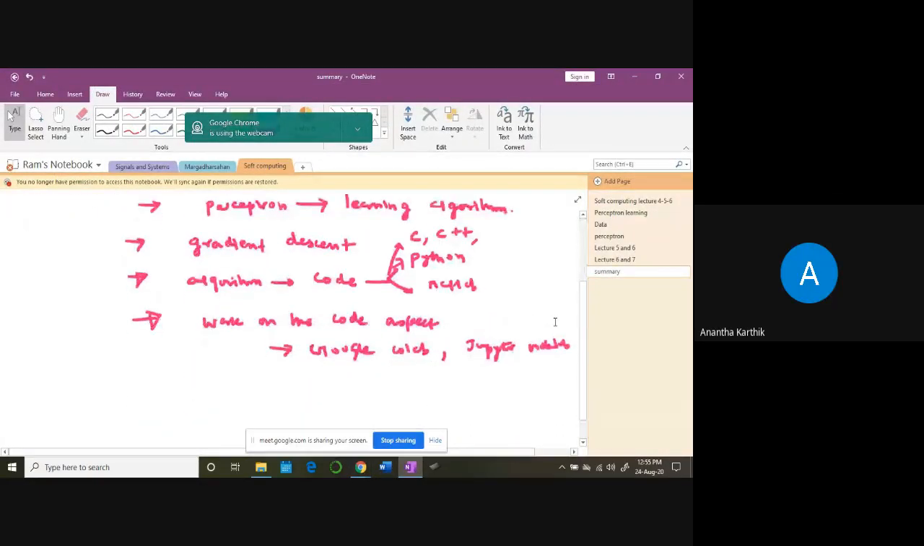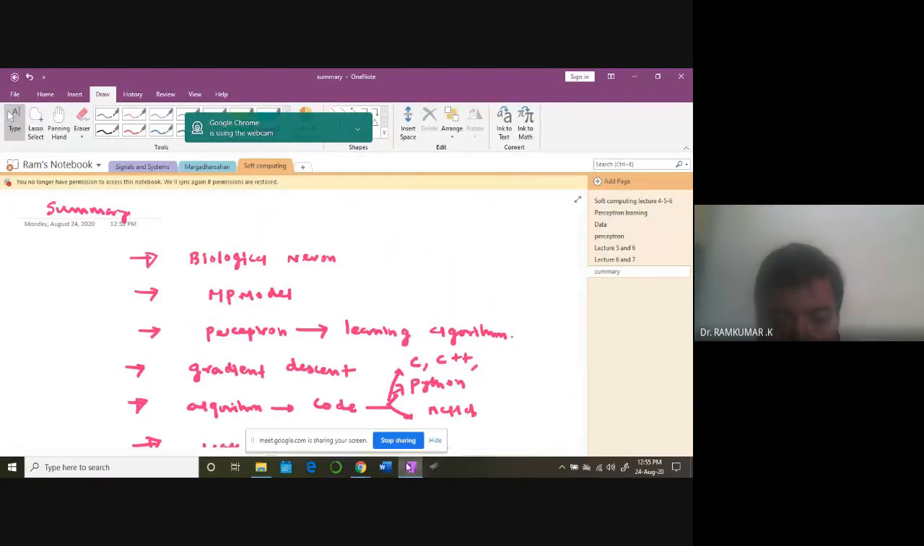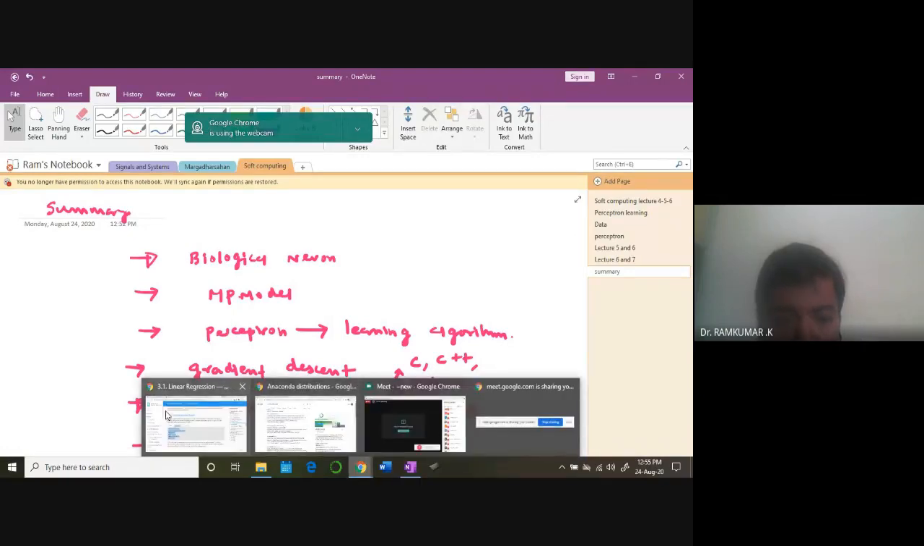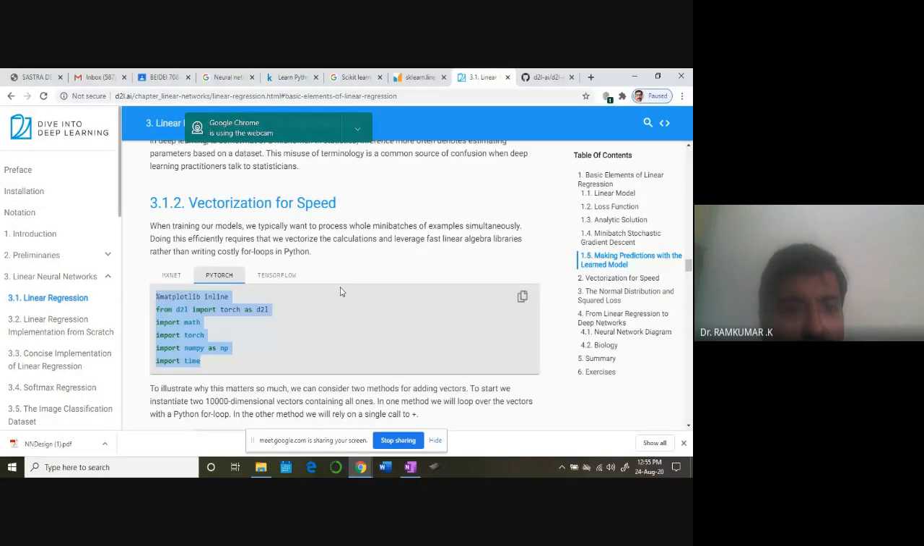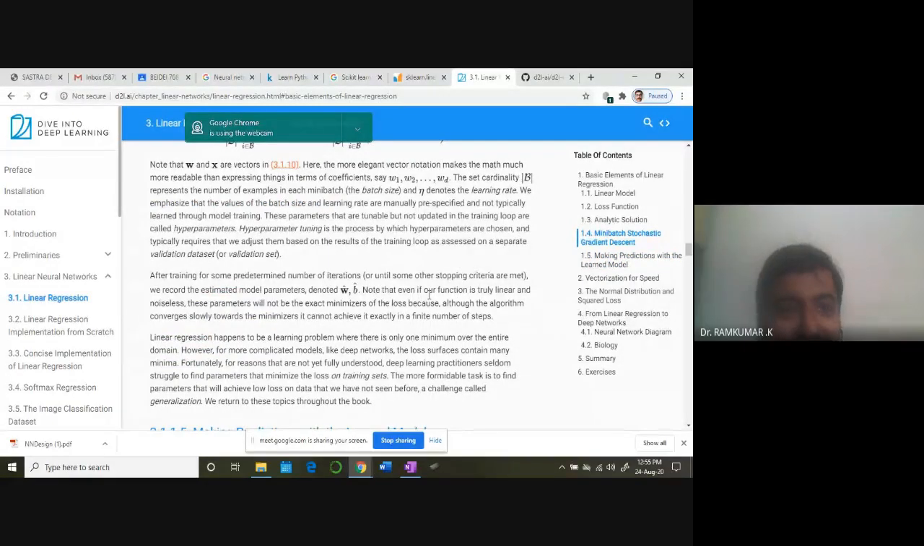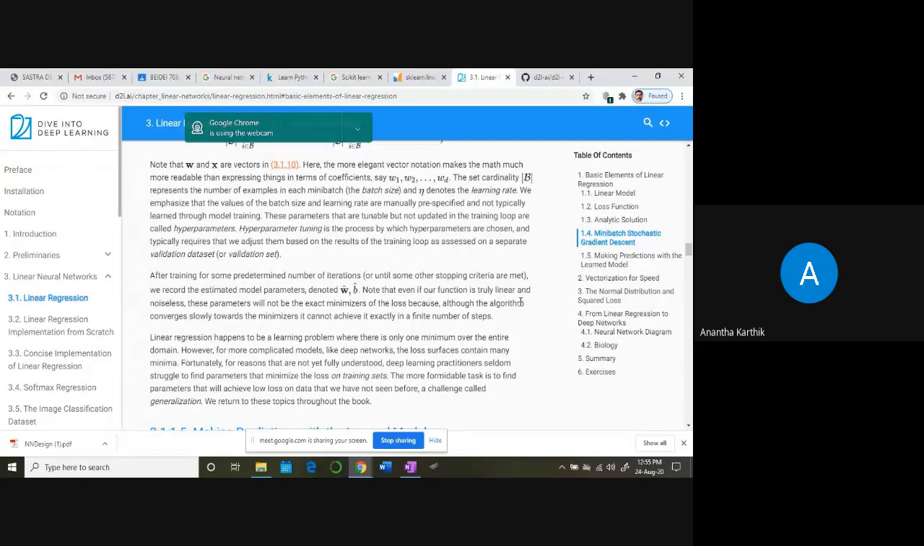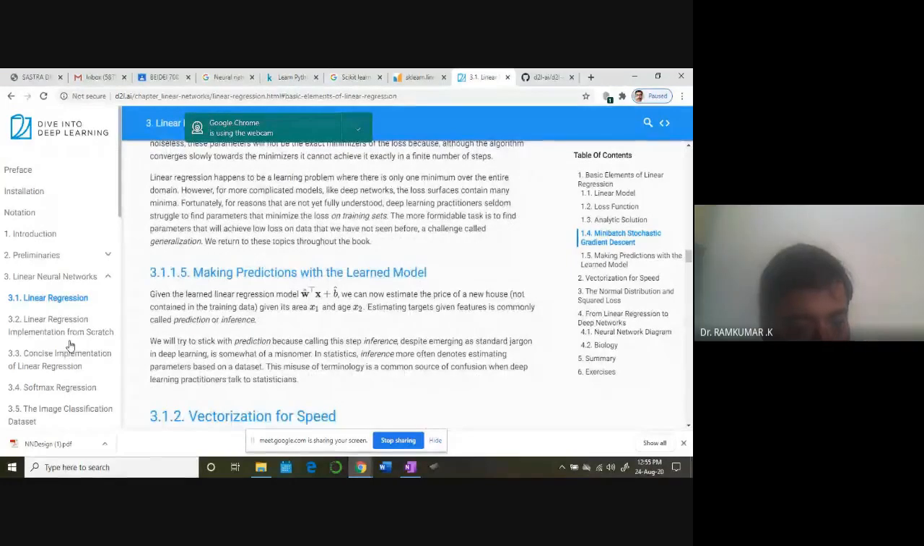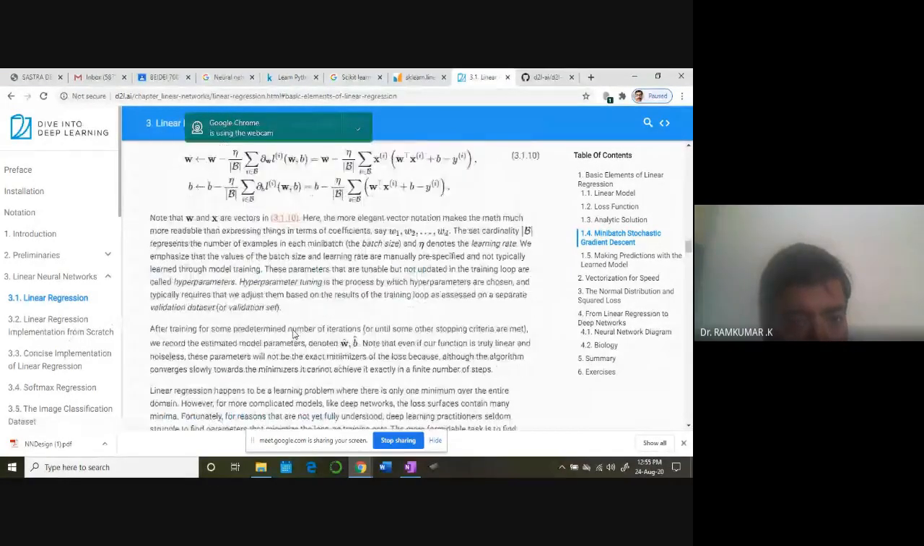So can I repeat the book's name, sir? The book which you mentioned? Dive into Deep Learning. I said Dive into Deep Learning. Okay, it's a good book. It's excellent material. You have courses also.